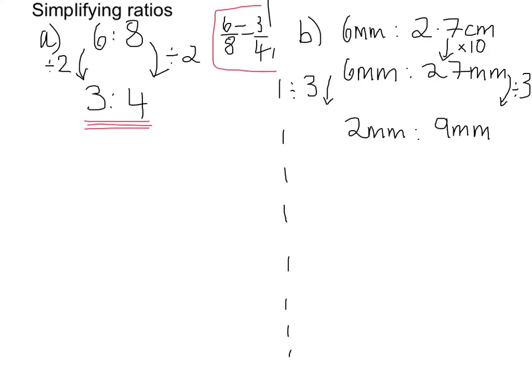Not quite there yet though, because normally we don't like to have units in our ratio. You'd expect it not to have the units. So because we've now got the same units, we can just write this as 2 to 9, and we've simplified it.